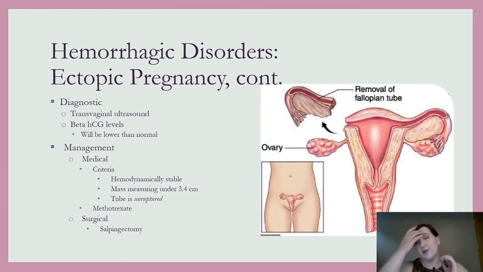Methotrexate is a chemotherapy drug. What do chemotherapy drugs do? They attack rapidly dividing cells. What is a fertilized ovum? It is rapidly dividing, and there's a ton of rapidly dividing cells, okay? It's a folic acid antagonist in the way that it also works as well. So it's going to attack all of that folic acid that we've been taking for our pregnancy in order to have a healthy baby and no spina bifida.